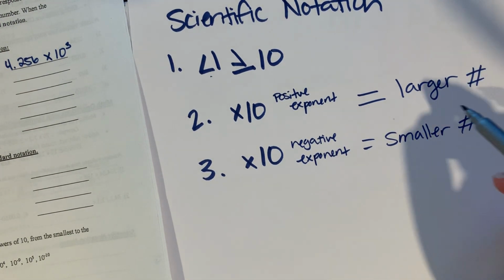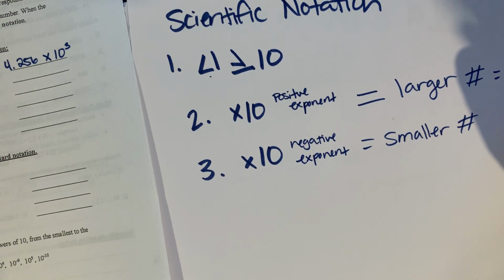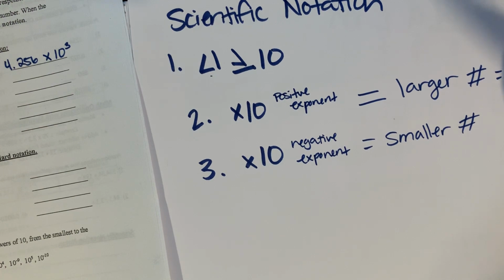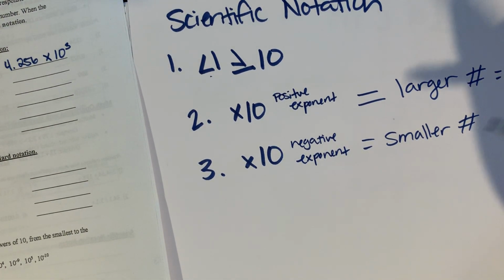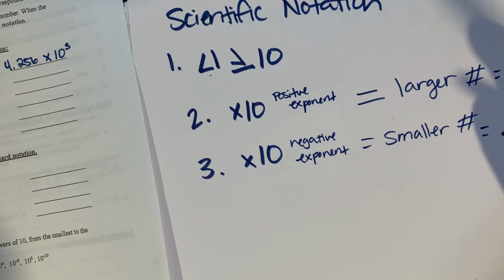So, if I have a larger number, that means that my decimal point, okay, moves to the right. So guess what? What's the opposite? If I have a negative exponent, that means my decimal point moves to the left.